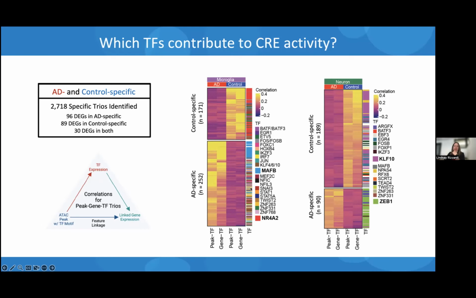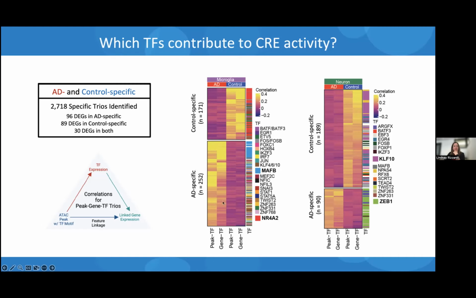Then plotted on the right is a color-coded plot of which TFs are anchoring these trios. In control-specific trios in microglia, we see a lot of red, and that corresponds to NR4A2 or NR1. This is a protective, anti-inflammatory transcription factor that binds NF-kappa B targets and recruits the CoREST repressor.